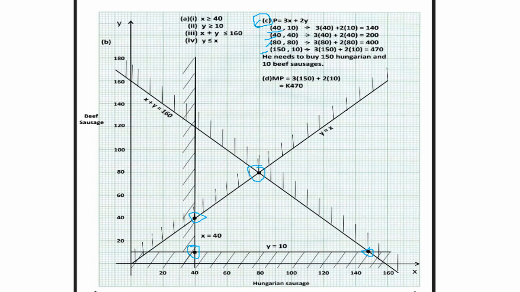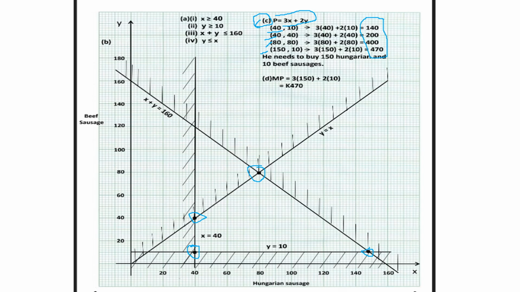Now you have to make the expression, since after selling each Hungarian sausage, the profit is 3 kwacha. So 3 times x, the number of Hungarian sausages, plus 2 kwacha for beef times y, the number of beef sausages. You'll come up with an expression like this one. Where there is x, you replace with the value of x using the coordinates, and where there is y, you replace with the y. Then you do the calculations. You will come up with these profits. Now check the one with the highest amount.